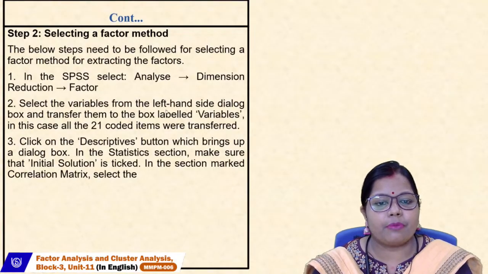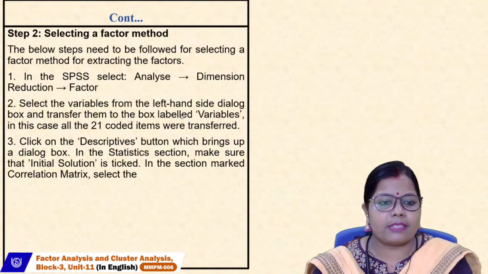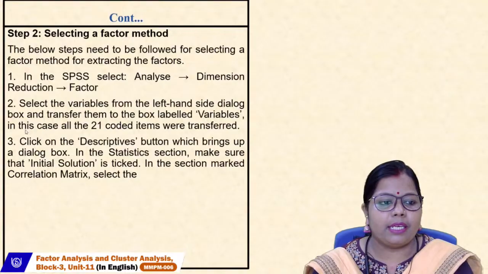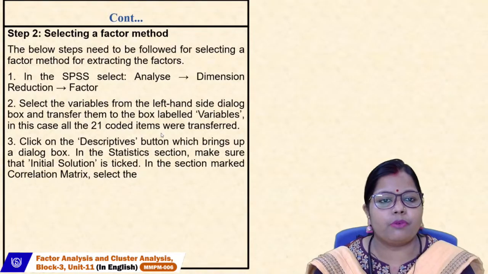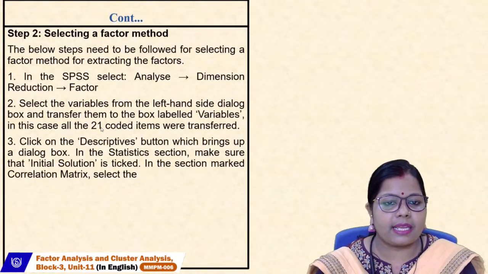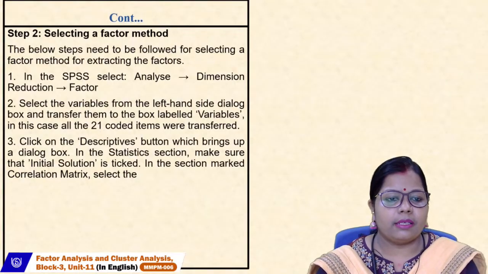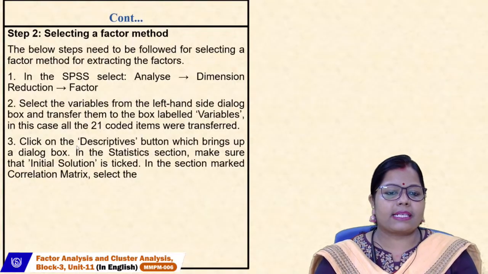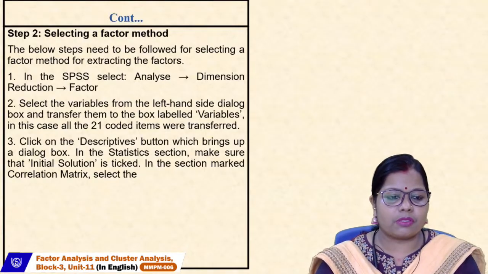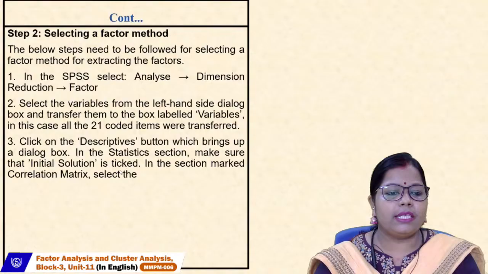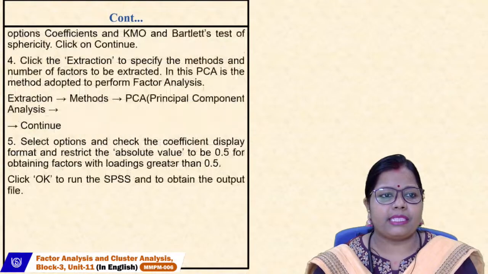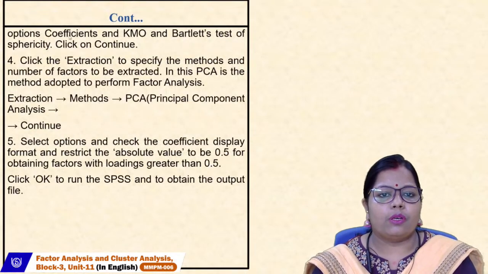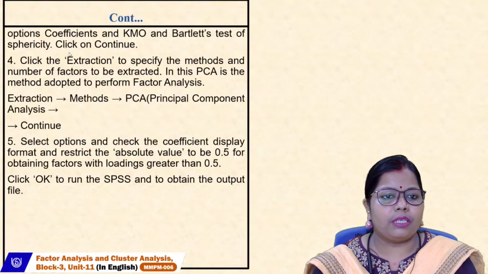Then select the variables from the left-hand side of the dialog box and transfer them into the box labeled Variables. In this case, all 21 coded items were transferred. Whatever number of questions I have coded should be transferred to the dialog box. Then click on the Descriptives button, which brings up a dialog box. In the Statistics section, make sure Initial solution is ticked, and in the Correlation Matrix section select the options KMO and Bartlett's test of sphericity. Then we click Continue.